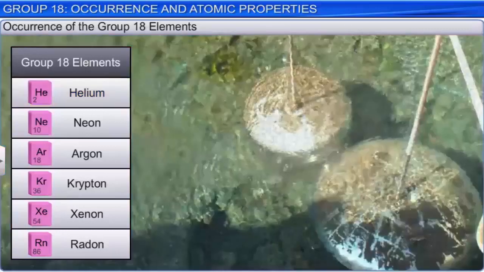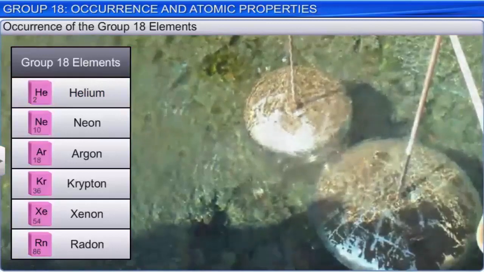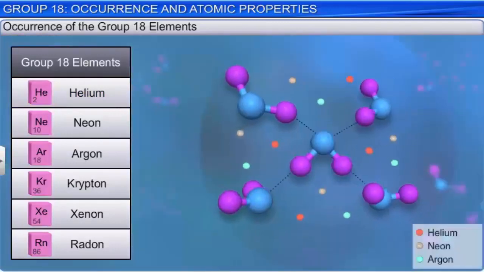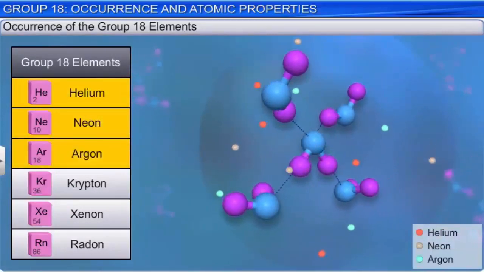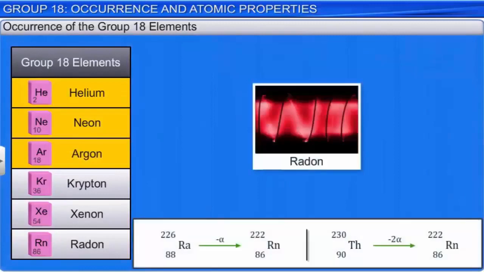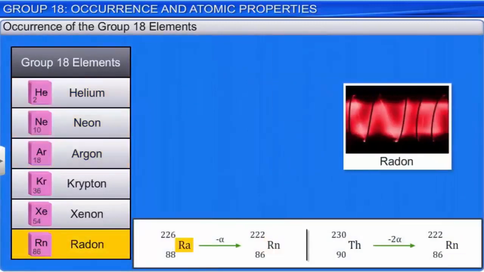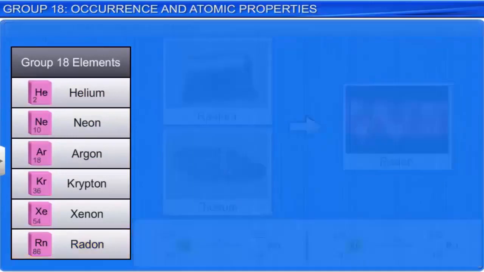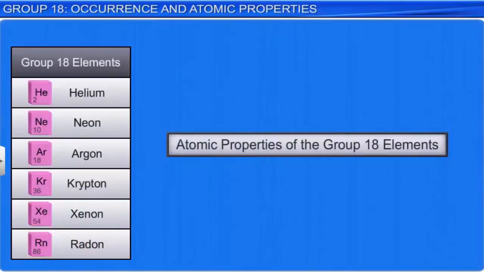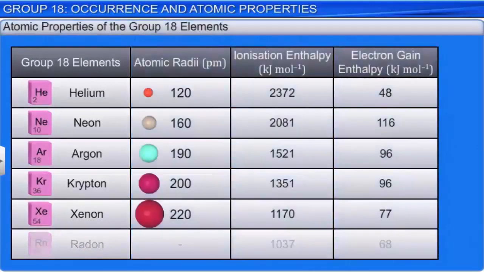Certain water springs contain helium, neon, and argon in the form of dissolved gases. Radon is a radioactive substance that is produced by the decay of radium and thorium minerals. Let us now discuss the trends in some of the atomic properties of the group 18 elements. The table here lists the trends in some of the atomic properties of the group 18 elements.